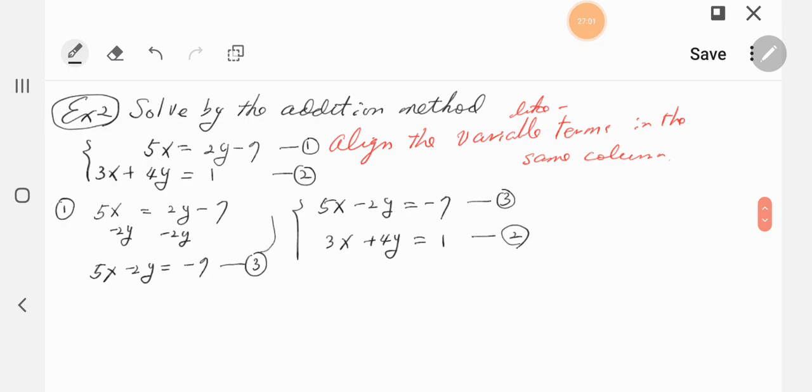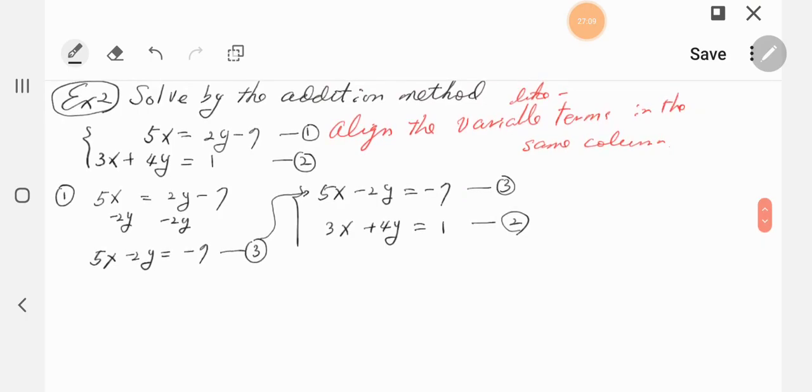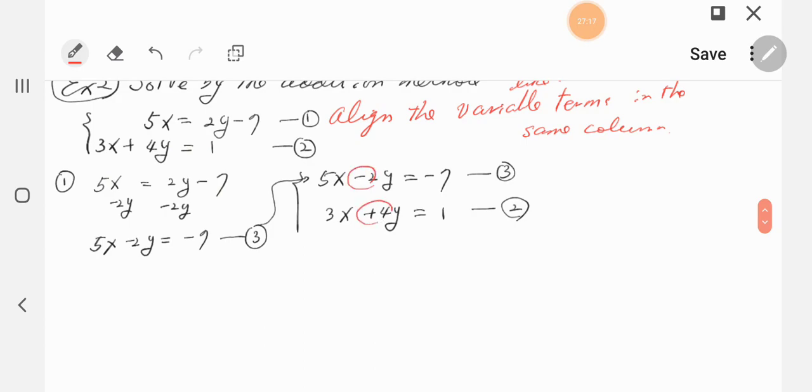So from this, let's use the elimination method, which is the addition method. Why don't we eliminate the y term, because this is negative 2, this is positive 4. So we can just multiply equation number 3 by 2, so that we have negative 4. If we eliminate variable x instead, the LCM of 5 and 3 is 15, so we have to multiply both equations. We want to make our work simple, so let's eliminate y so that we multiply only one equation.